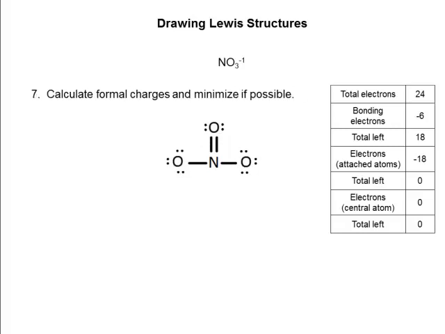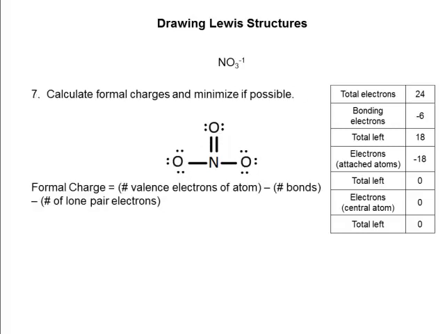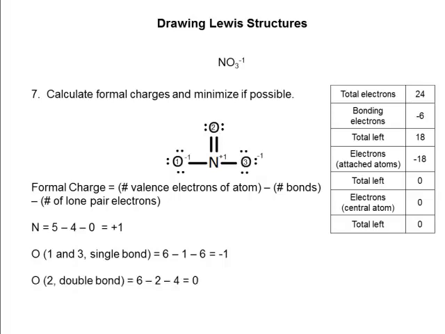Calculate the formal charges. Well, there's the equation. Formal charge of nitrogen, 5 minus 4 minus 0, so it's a +1. Now, to keep these other 3 oxygens straight, I'm just going to label them 1, 2, and 3. So oxygens 1 and 3, the ones that have the single bond, those are going to be 6 minus 1 minus 6, which would be -1 on each one of those. Oxygen number 2, which is the double bond one, that's 6 minus 2 minus 4, that's got a 0 formal charge.